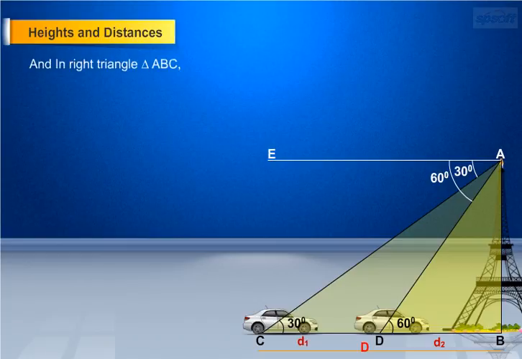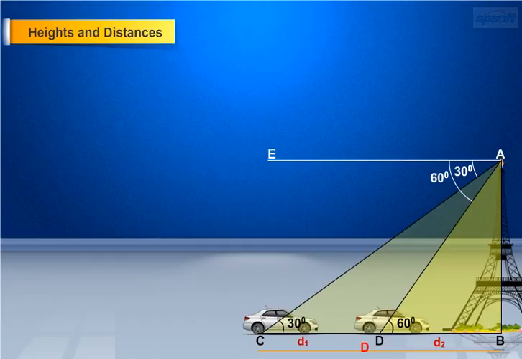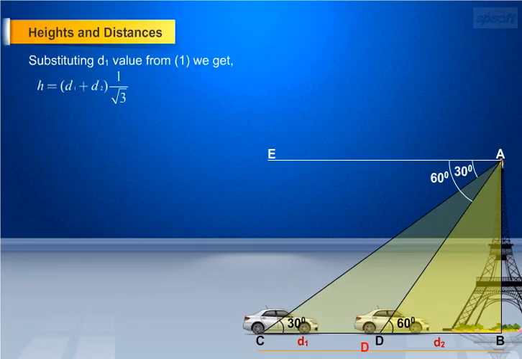And in right triangle ABC, the angle of elevation is 30 degrees. Therefore, tan theta equals h by d. This implies that h equals d tan 30 degrees. From the figure, we know that d equals d1 plus d2. Then we get h equals (d1 plus d2) tan 30 degrees. As we know that tan 30 degrees equals 1 by root 3, and substituting the d1 value from equation 1, we get h equals (d1 plus d2) into 1 by root 3.